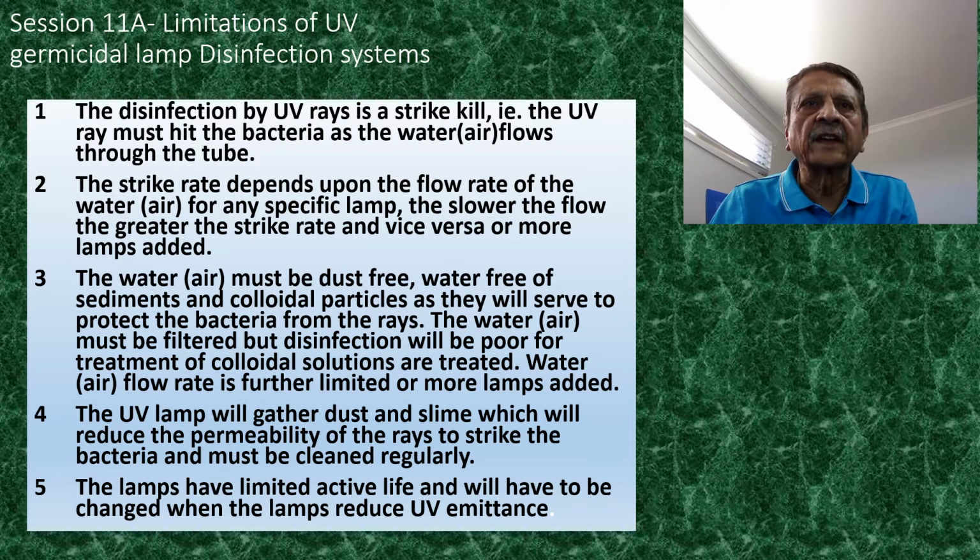The UV lamp can gather dust and slime over a period, and that will reduce the permeability of the rays so that the strike on the bacteria is not possible. Therefore, the UV lamp must be cleaned regularly to continue to be effective. The lamps also have a limited active life and will have to be changed when the lamps reduce their UV emittance.